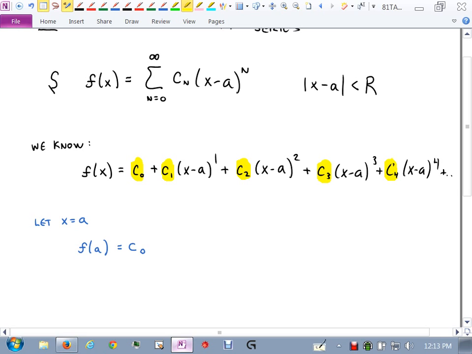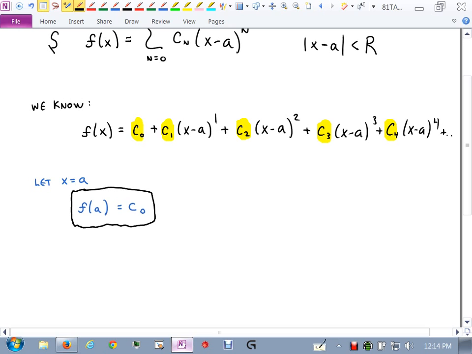So I'm just going to ask you right now, if I let x be a, what does your function say? Your function at a is what? Everything's gone except that first constant, right? But that's telling you exactly what that constant has to be, isn't it? That constant needs to be the function evaluated at a. So I know what c sub 0 is right now. I'm going to box it. It should be the function I'm trying to find the power series of, evaluated at the point a.